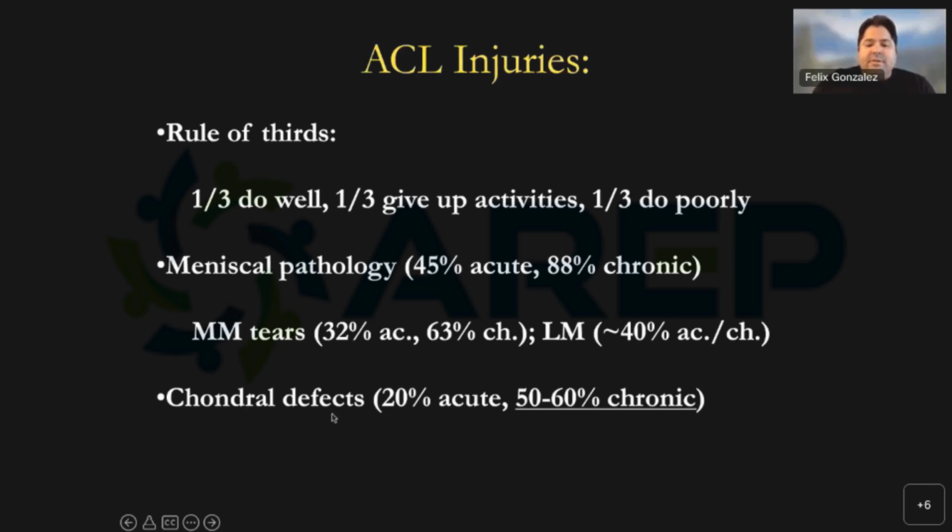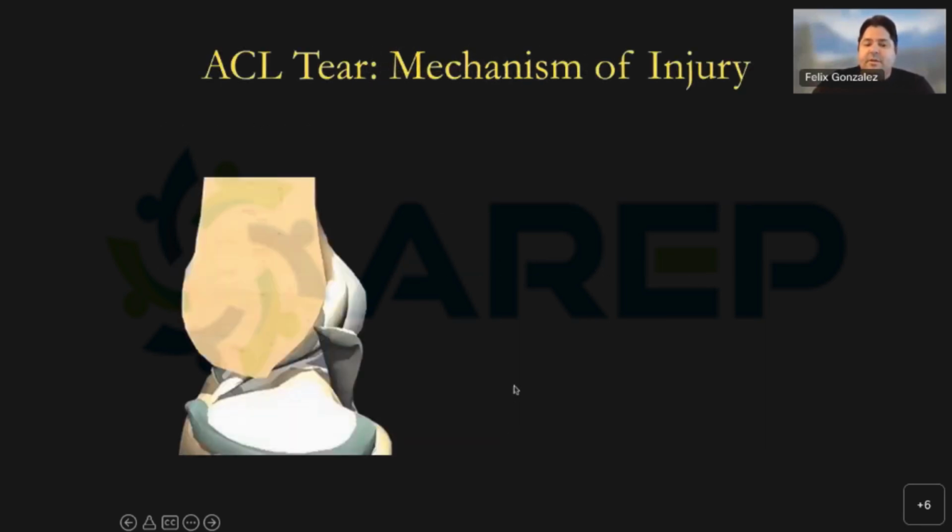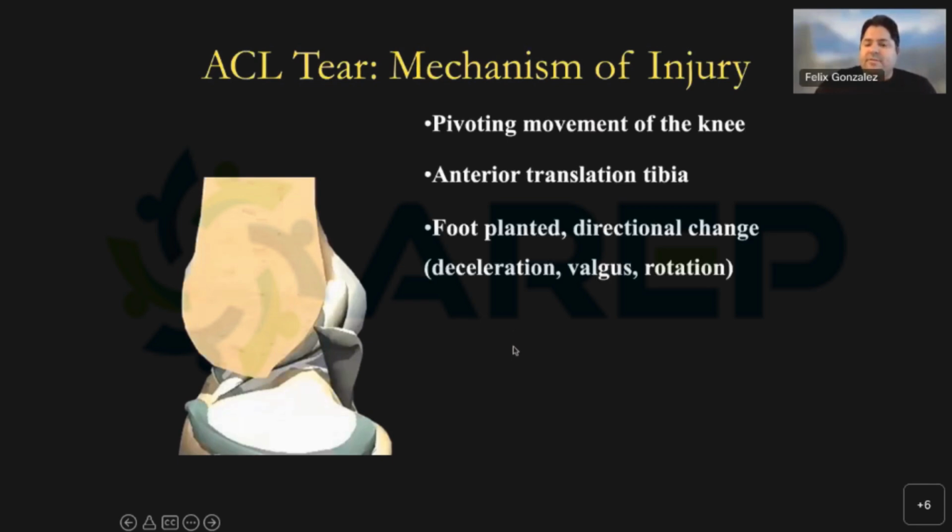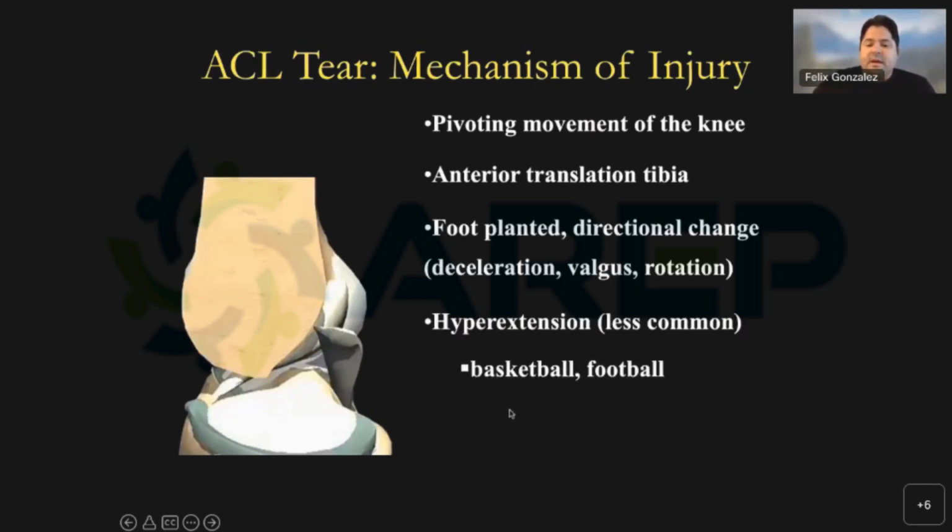In terms of chondral defects, 20% of the patients will present with acute injury. This is in the setting of ACL injuries, and then most of them will present in the chronic setting, right? So that just tells you that MRI plays a pivotal role in describing and helping our colleague surgeons to basically decipher different treatment for these patients.